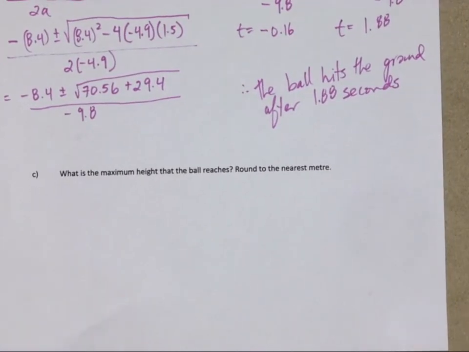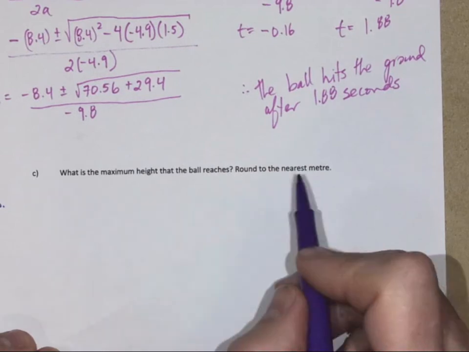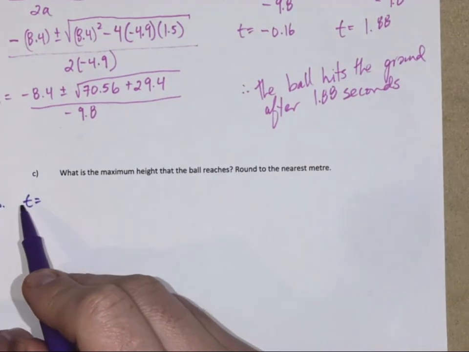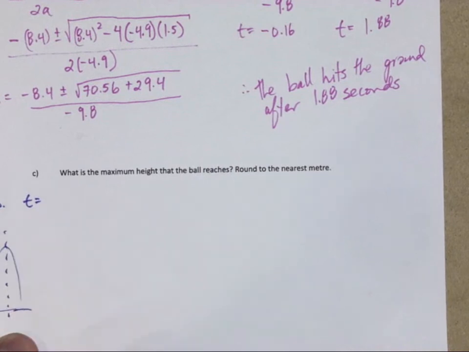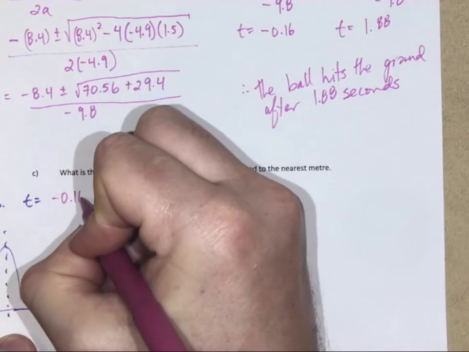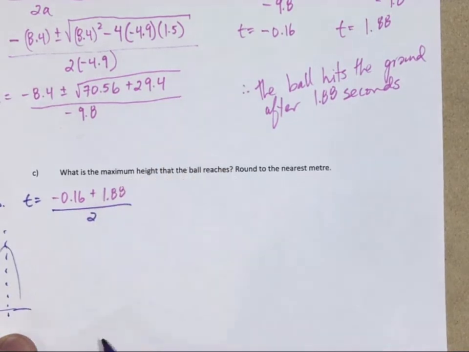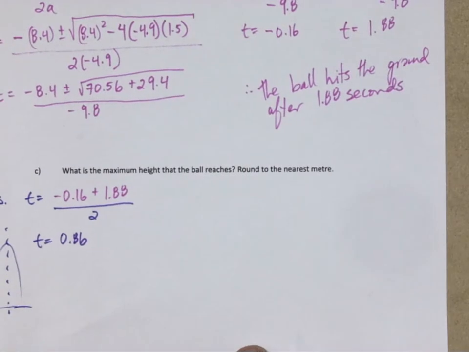Again, if I want to know the maximum height, I'm looking for the vertex. To find that, I'm going to find my axis of symmetry. Round to the nearest meter, that's going to be at the end. So right now, I want to know the time when the ball is at its peak. So I'm going to add my 2 x-intercepts together, divided by 2, and I get a time of 0.86 seconds. It takes 0.86 seconds for the ball to get all the way to the top.